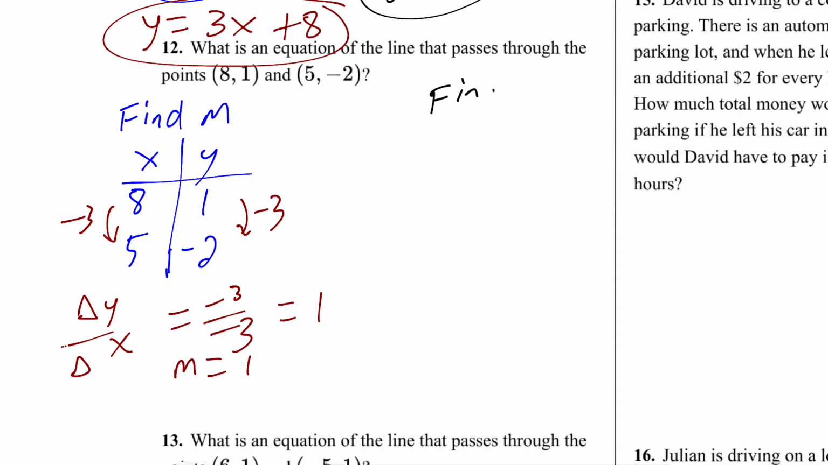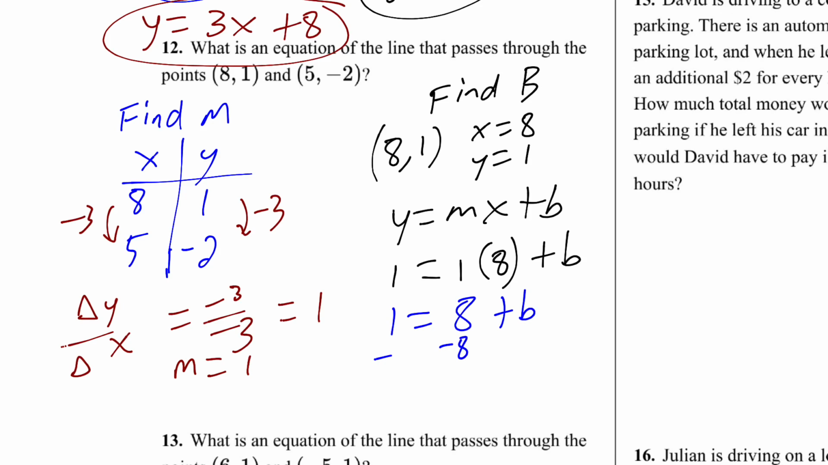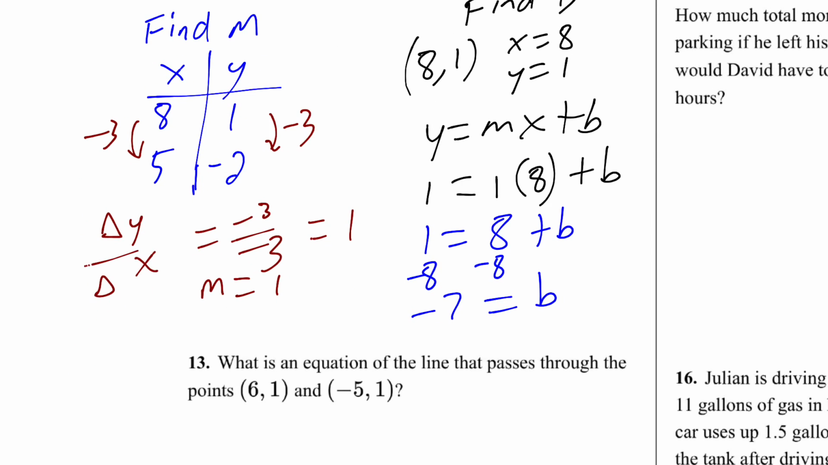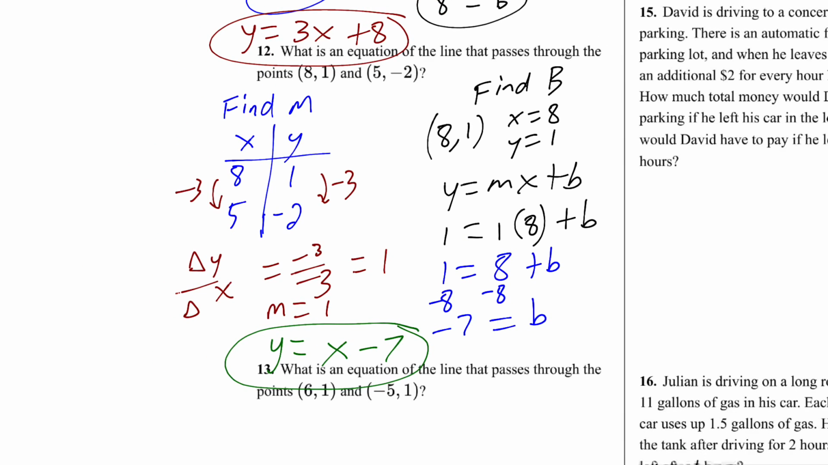Next thing I do is I find b. So I'm going to pick this point 8, 1. X is 8, y is 1, and let's take y equals mx plus b and replace. So I'm going to put a 1 here, a 1 here, an 8 here, and I get this. So 1 is equal to 8 plus b, minus 8 to both sides. -7 is b. Put it all together into my equation. Y is equal to x minus 7. The m from the left column, the b from the right column, there it is.